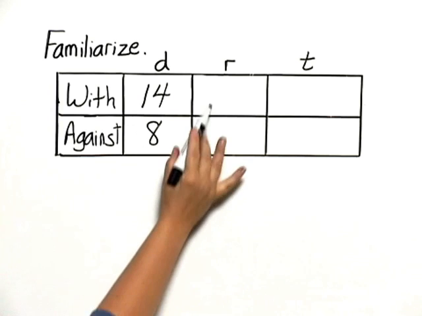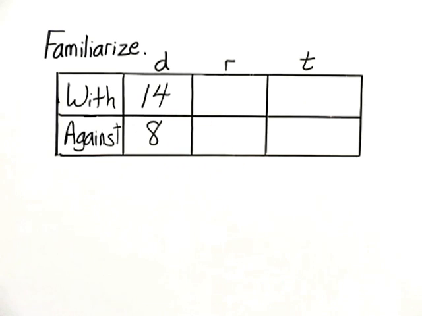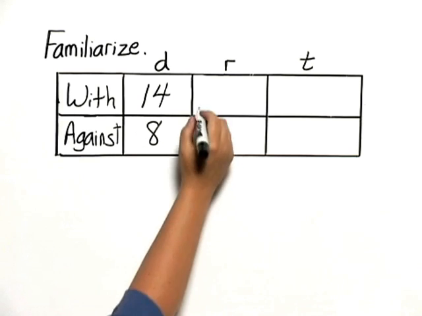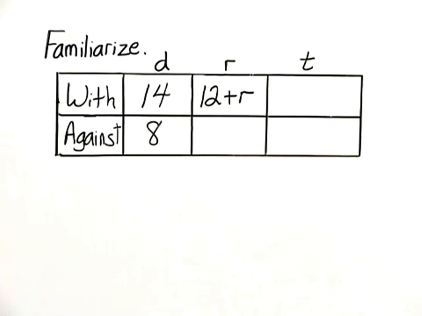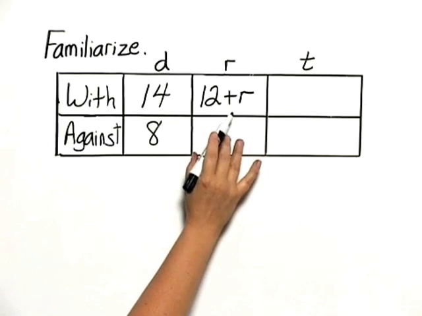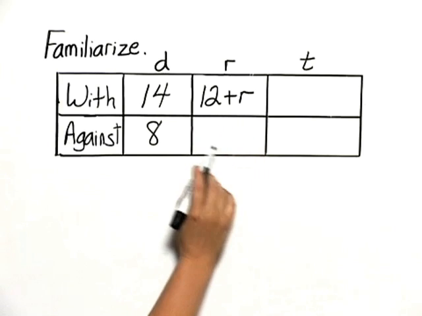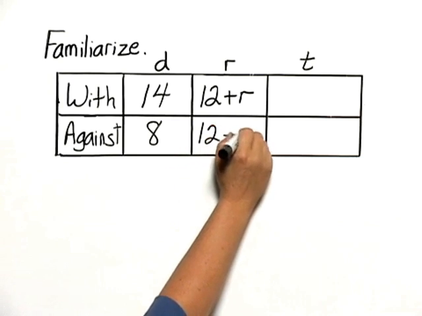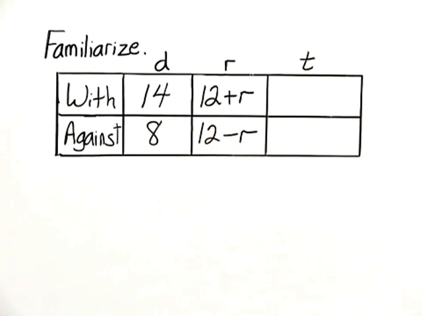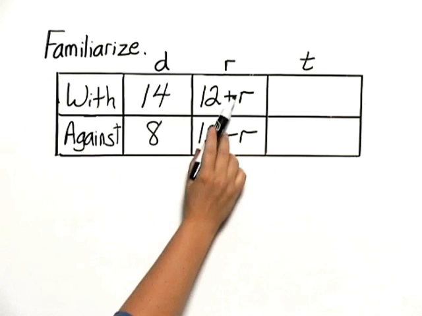We also know something about the rate. We know that without any wind at all, his rate is 12 miles an hour. So with a wind speed of r miles an hour, he would be traveling 12 plus r miles an hour because the speeds will add. Against the wind, he has to subtract the speed of the wind, so his speed would be 12 minus r miles per hour.